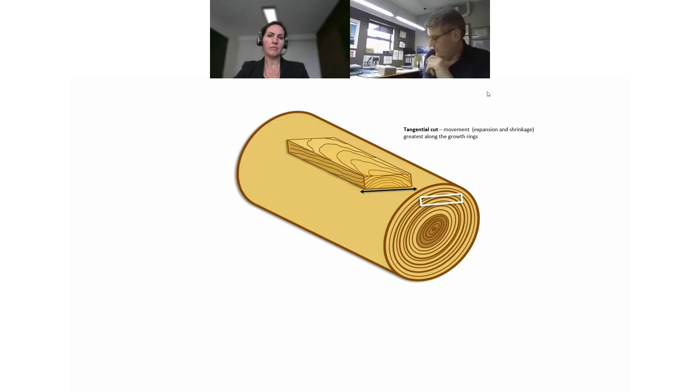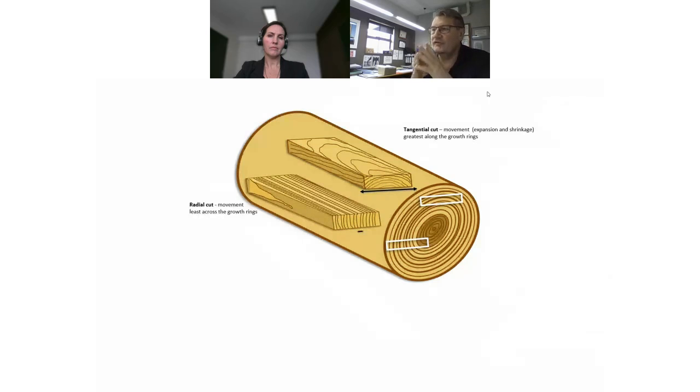So here is your quarter sawn board or your radial cut, and you can see here that movement is least across the growth rings. So expansion and contraction is least across. It's going to vary in thickness there, but we don't worry about that too much compared to the tangential cut, which is your half sawn, which moves this way. And again, I've got some photos for you in a second to show you how much that is of concern.